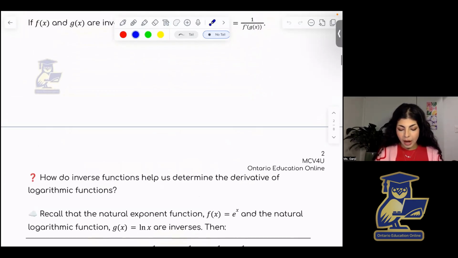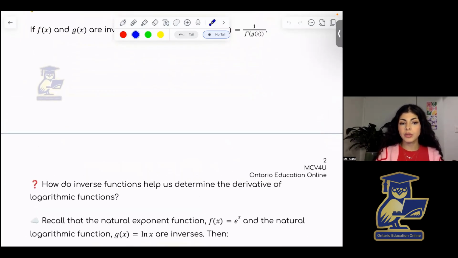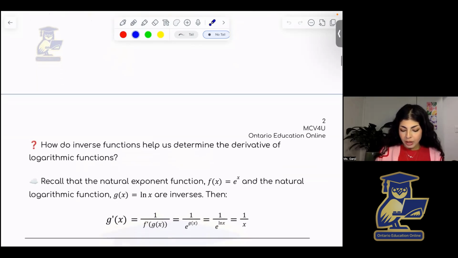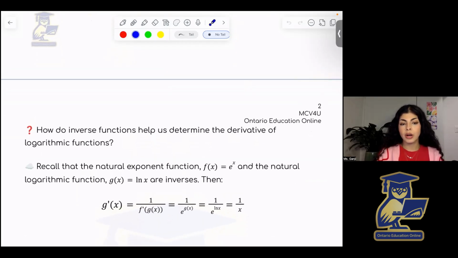So I want you to think, how would that definition up there, so inverse functions and their derivative, help us to determine the derivative of the logarithmic function? And specifically think about our previous lesson. So starting with our natural exponent function, so our exponential function for the Euler number, which is f of x equals e to the power of x. And we know that this is the inverse of the natural logarithmic function, or the logarithm function is the inverse of the natural exponential function. And so g of x, which is the natural log of x, is the inverse to f of x here.